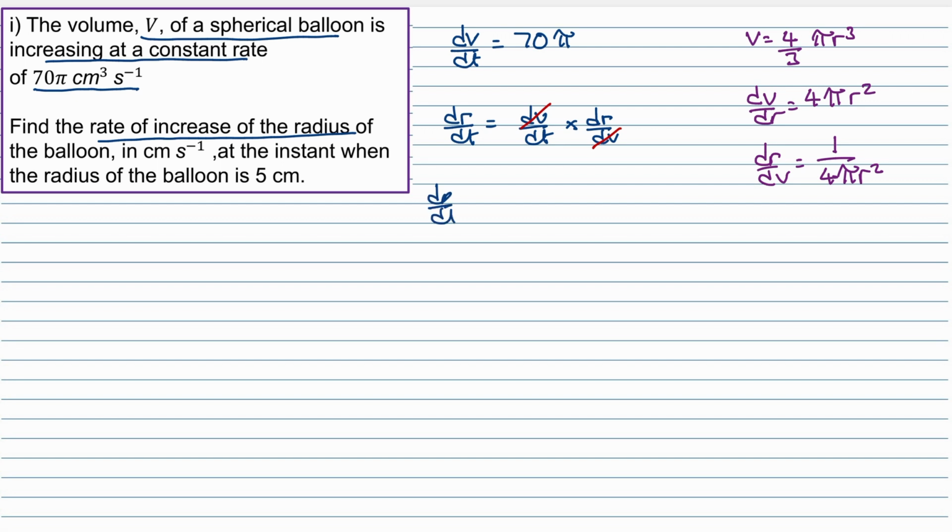So dr by dt will be the dv by dt multiplied by the 1 over 4 pi r squared. Now we can simplify this. We'll have 70 pi over 4 pi r squared. And you can see that the pi's will cancel. And with 70 over 4, we can simplify as 35 over 2. So we'll have 35 over 2 r squared. And this is dr by dt.